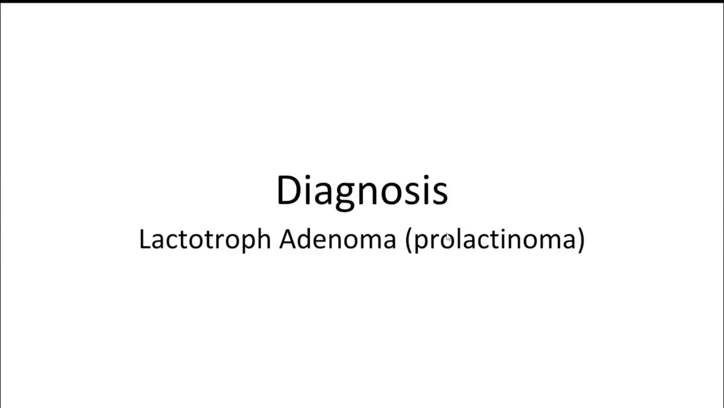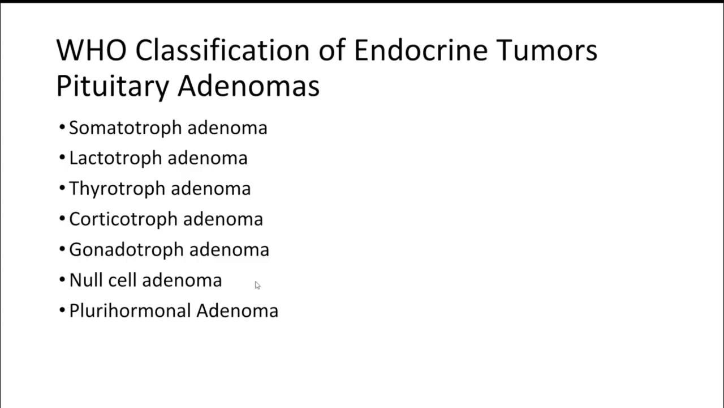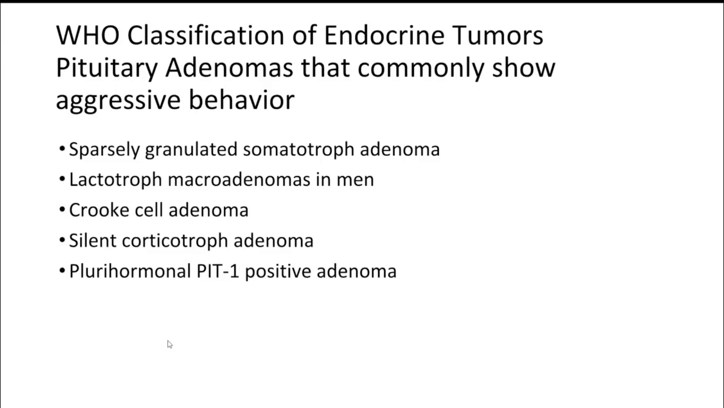I still use that term, but this is what you encounter in the WHO classification. And this is the recent WHO classification of endocrine tumors. They have a very nice section on pituitary adenomas. And these are the ones that are recognized. You have the somatotroph, or the ones that produce growth hormone, often associated with acromegaly; lactotroph, which are the prolactinomas; thyrotroph, corticotroph, gonadotroph, null cell, and plurihormonal. And within them, you have a few subtypes.